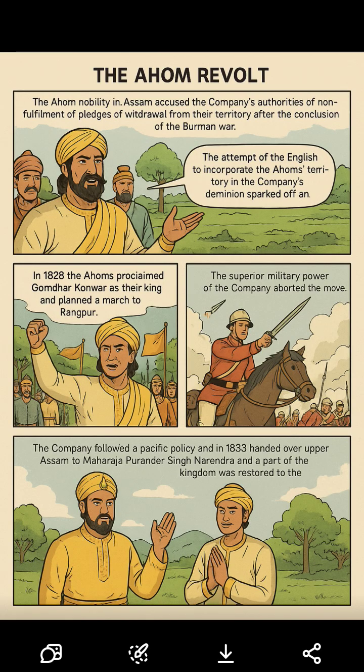Key terms in simple language. Term, meaning. Ahom: the old royal rulers of Assam. Revolt: a fight or rebellion against the rulers. British East India Company: British group that ruled parts of India. Burmese War: war between British and Burma, Myanmar. Pacific policy: British peaceful method instead of war. Proclaimed king: publicly declared someone as king.